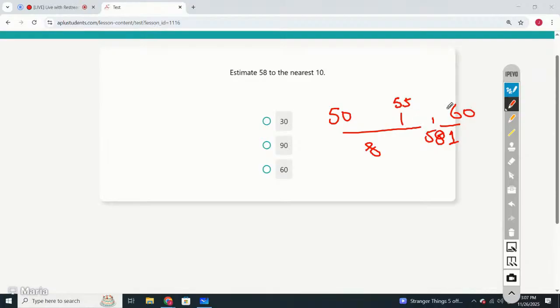This is one way to understand estimation. Let me tell you the other way so that you can understand estimation easily. 58. 5 is the digit at the tens position, and right next to 5 we have 8. You need to compare this number to 5. 8 is greater than 5, right? When the ones digit is greater than 5, you need to round up. Round up means add 1 to the tens digit. 5 plus 1 is 6, and replace the ones digit with 0. This is the other way to do the estimation. So it would be rounded off to 60.